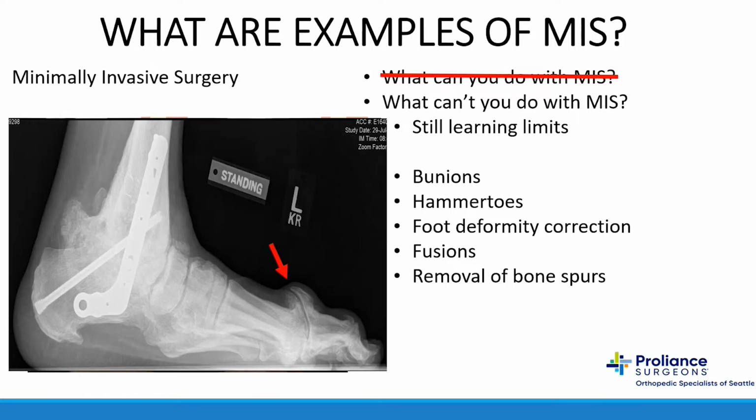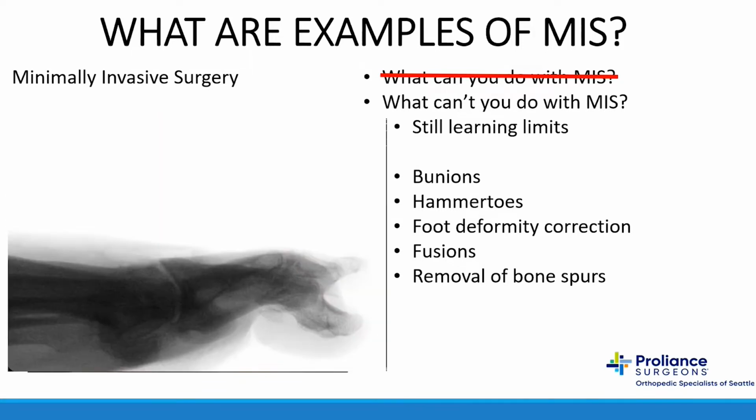You can also take down big bony spurs. This is a sideways view, and you can see that red arrow pointing to that very evil looking spike of bone that we call a bone spur. And then the next slide will show you after taking that bone spur down, and that's just through a very small couple millimeter incision and using that burr. And there's a lot more that we could talk about as well.